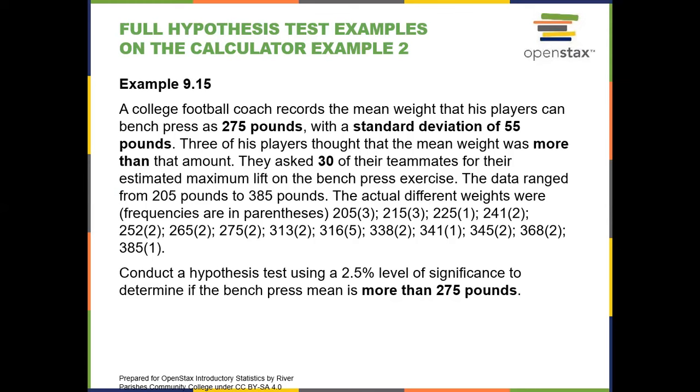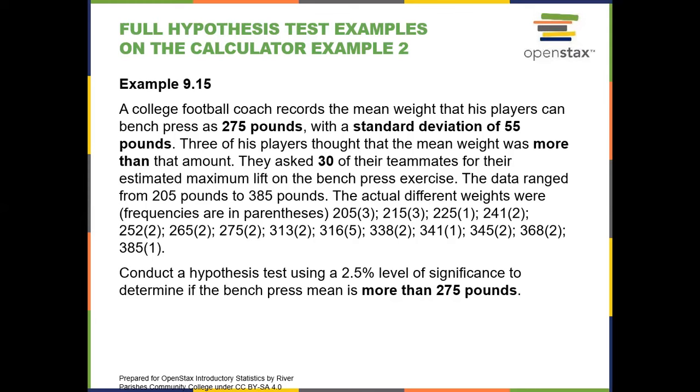Our mu 0, the hypothesized population mean, is 275. Sigma is 55. For our sample mean, our input actually should be on data this time. So in the first line, bring the cursor on data and hit enter, because we have entered the data in L1. Mu 0 is 275, sigma is 55, list is L1, frequency is 1, so don't worry about it. So what is my alternate? Three of his players thought that the mean weight was more than that. So bring it on greater than mu 0 and hit enter.